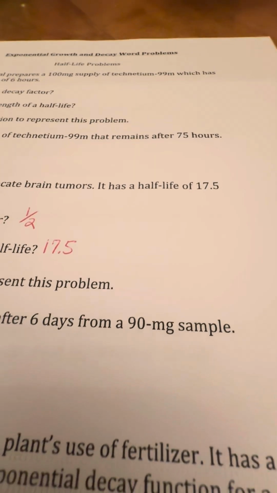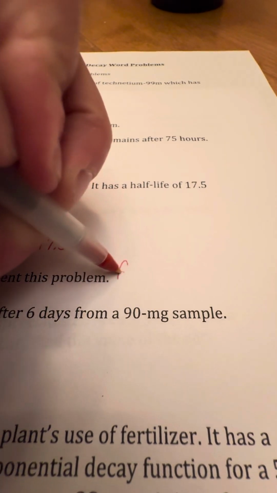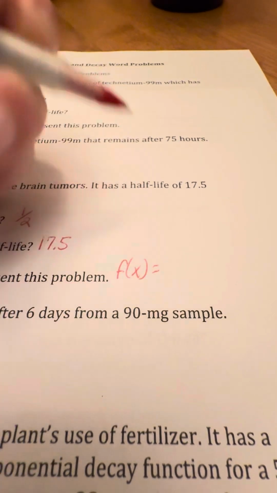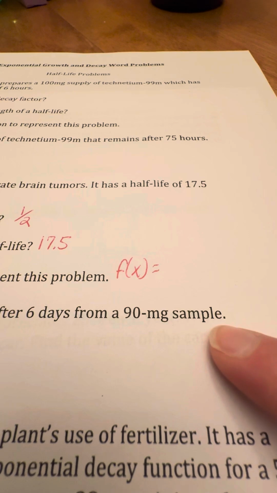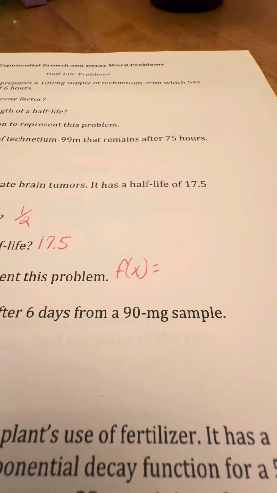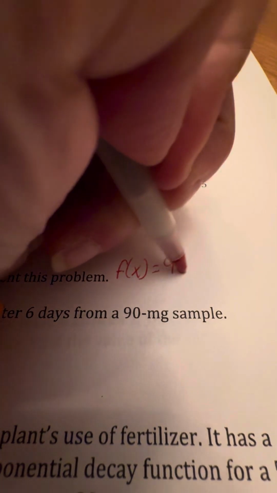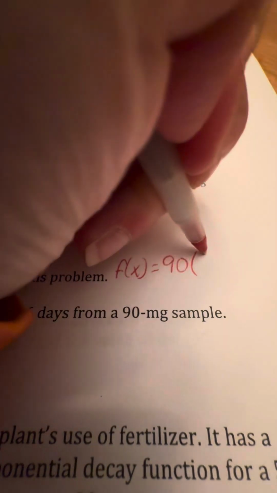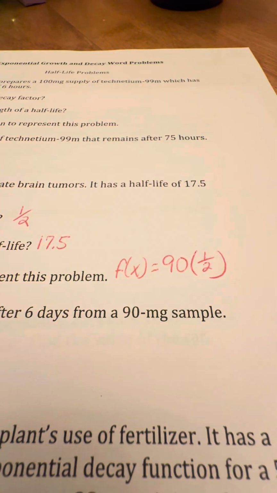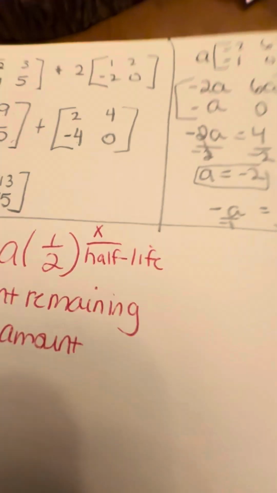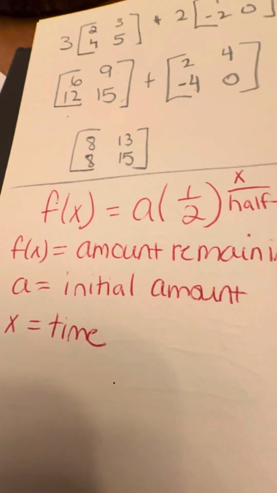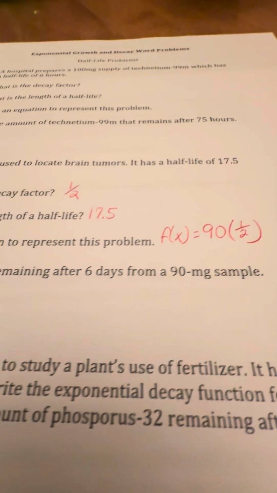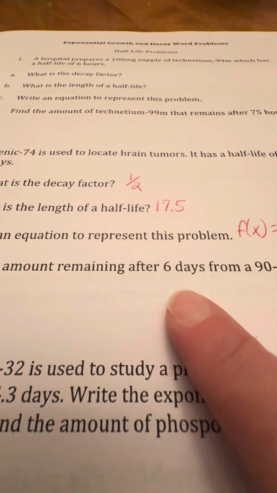So we will start with f of x. Again, you might use other forms, but we're going to use f of x here. And then we're starting off with our initial amount, which is the 90 milligram sample. So that's going to go right here. We have our decay factor, so 1/2 will be right here, or 0.5. If you want to just write that, that's also fine. And then our exponent is a fraction: x over the half-life. As I said, the time is our x, and our time here is 6 days.